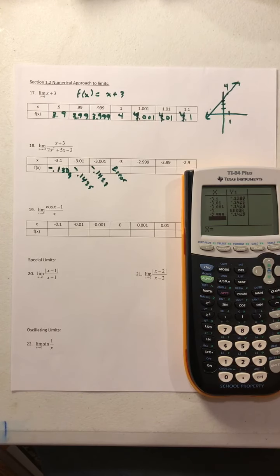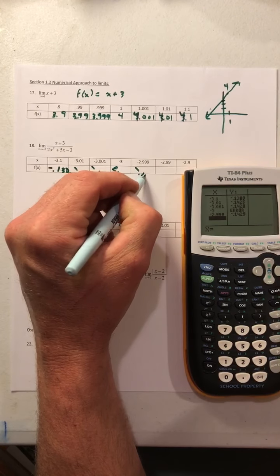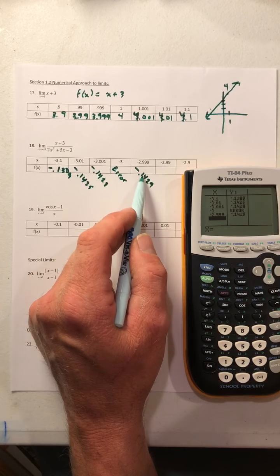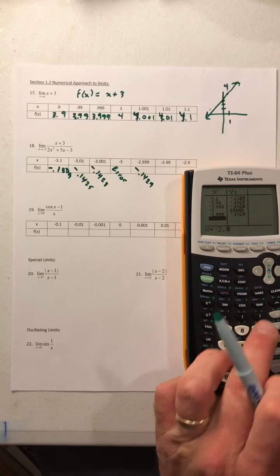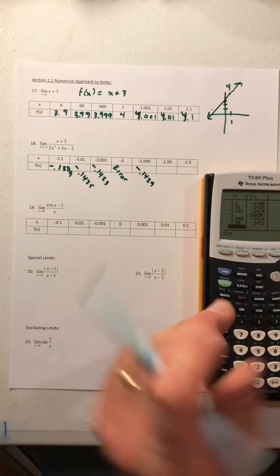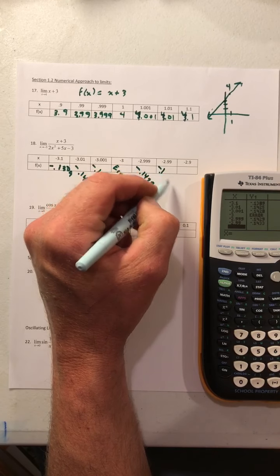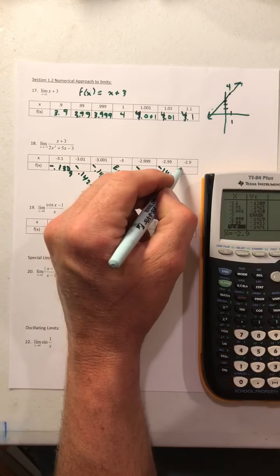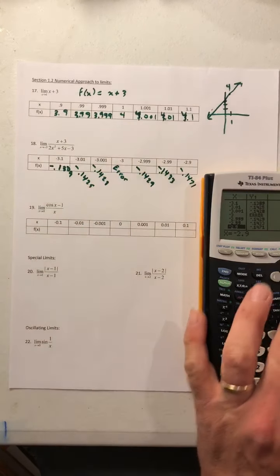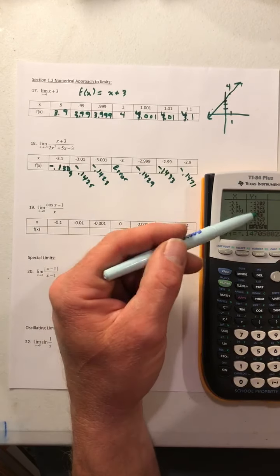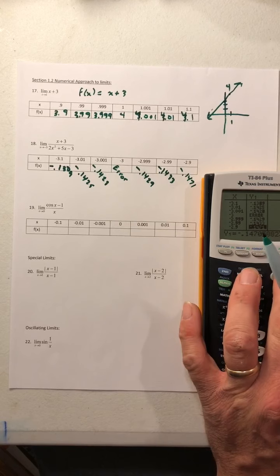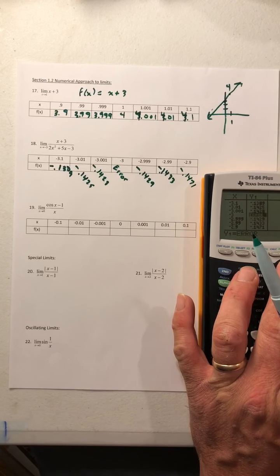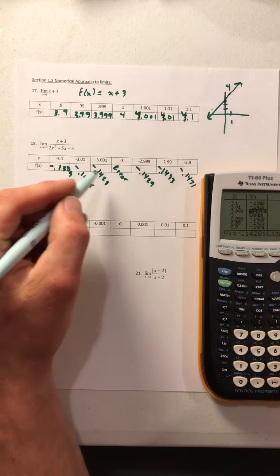So negative 2.999 gives us negative 1.429. Here we had negative 1.428, and here we're at negative 1.429. At negative 2.99, we get negative 1.433. And then at negative 2.9, negative 1.471. Again, if you want, you can come over here to the y values, and it'll actually give you the string of numbers. So we see that we actually get larger numbers there if you would like, and that may be helpful as we examine this a little farther.